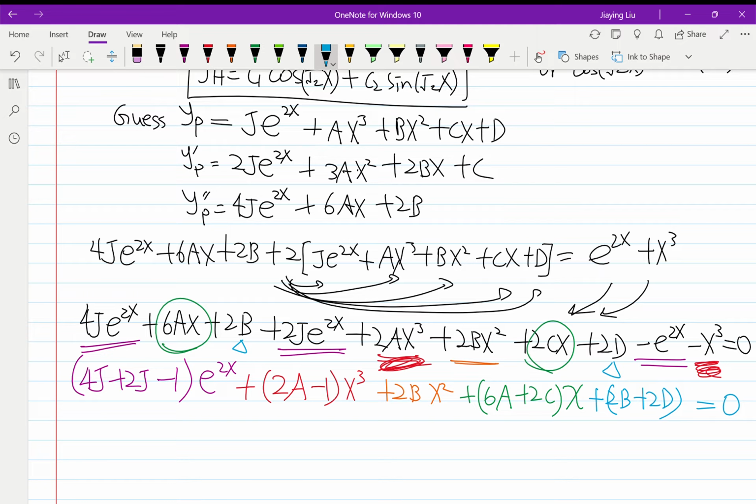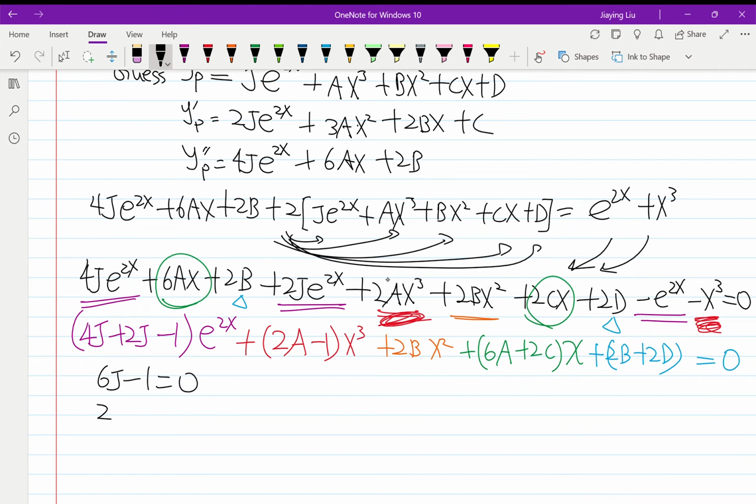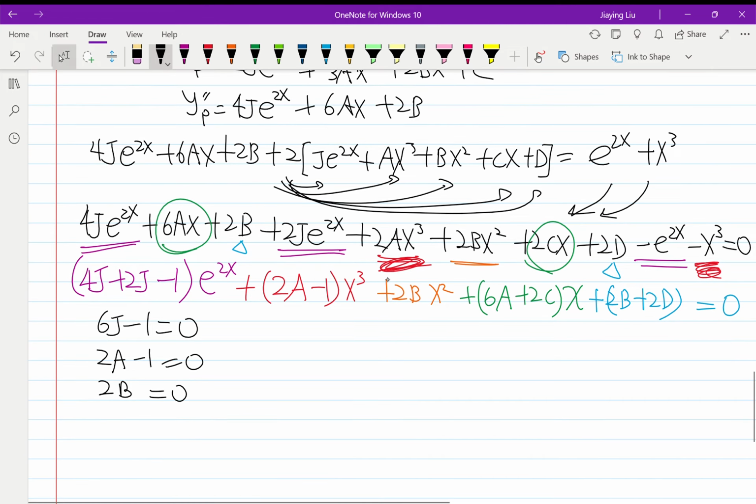Okay, so at the end, because we have a 0 on the right-hand side, on the left side we have various functions of x adding together. If we want a 0 on the right-hand side, we have to make sure that all the coefficients on the left side equal 0, because for x equal to any number, that's the only case in which we're going to have a 0 on the right-hand side. So we have 6j minus 1 must equal 0. 2a minus 1 must equal 0. 2b also has to be 0. 6a plus 2c equals 0. 2b plus 2d also has to be 0.